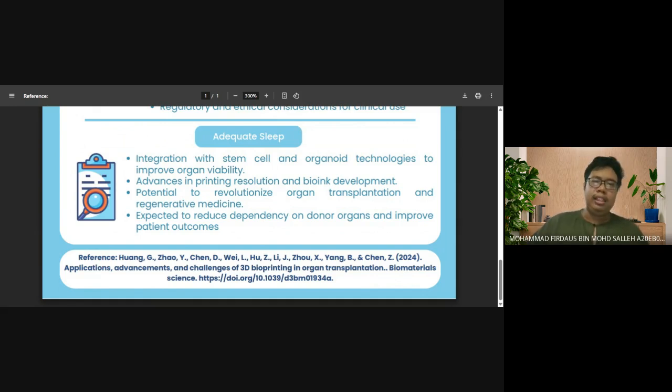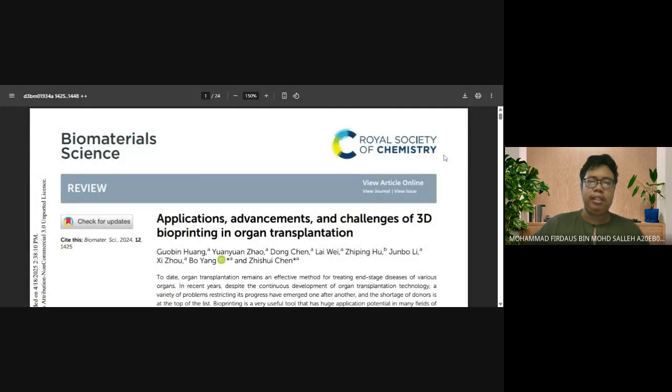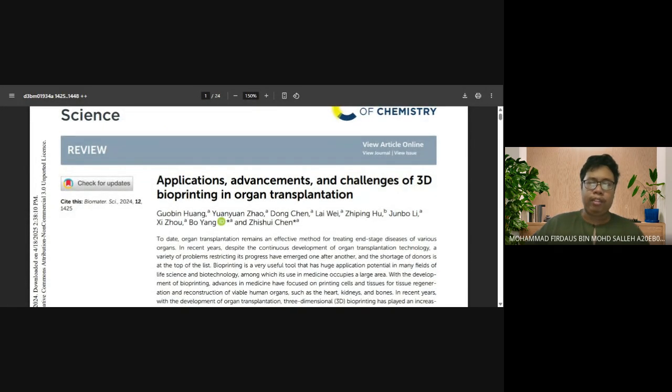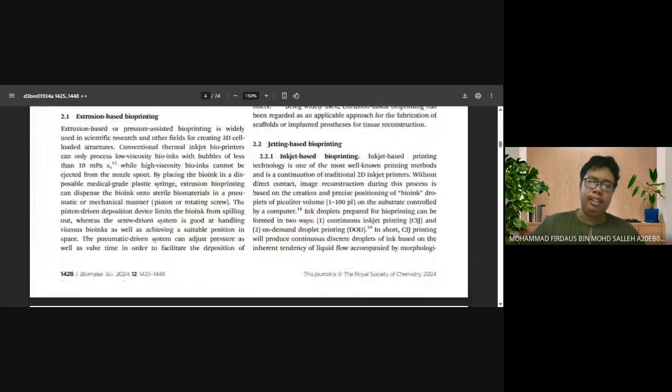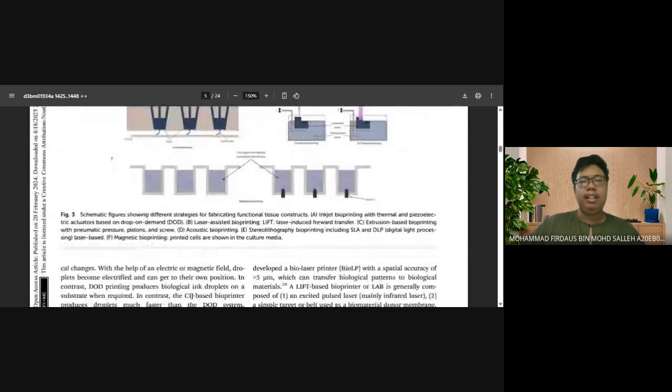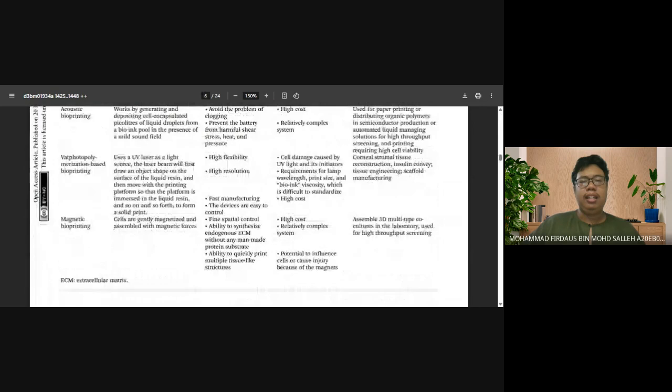And the last one is my reference. My reference can be obtained from a paper by a few researchers. The title of the paper is Application, Advancement and Challenge of 3D Bioprinting in Organ Transplantation. So this is the research. It's a really interesting research because it showcases 3D bioprinting technology. Okay, so that's all for me.